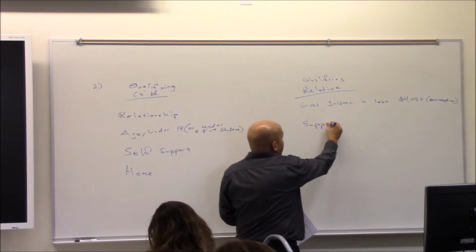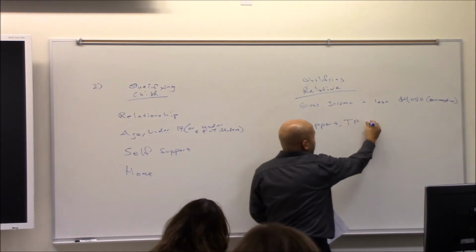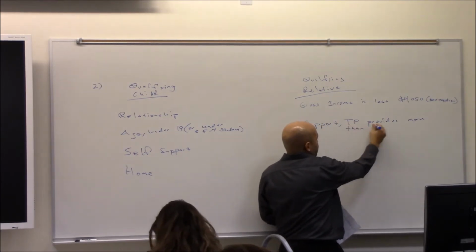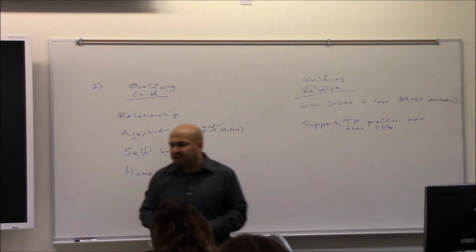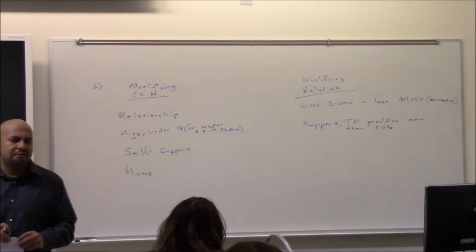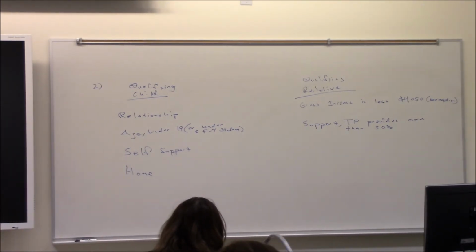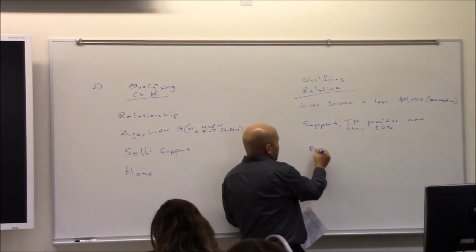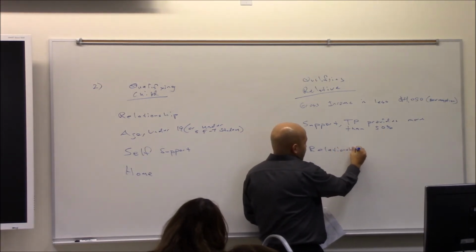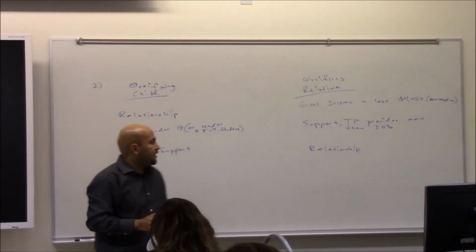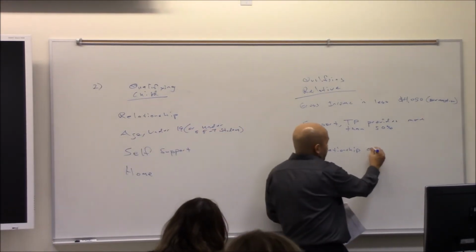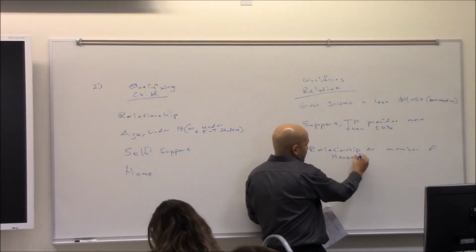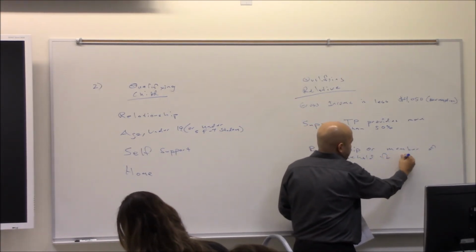What's the next test? Support. Here's where the taxpayer (TP) provides more than 50% of the support. So we've got gross income, the support test, and what's the third test? Relationship, right? Same relationships as before. Again, cousins do not count. Relationship or member of household for the whole year.